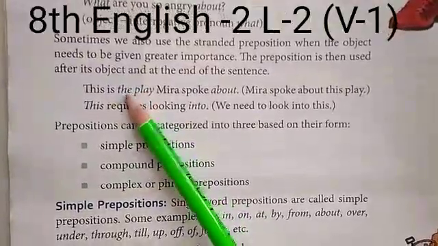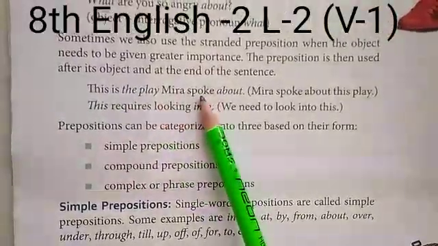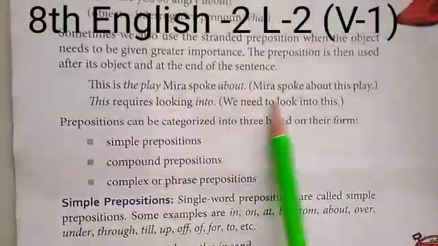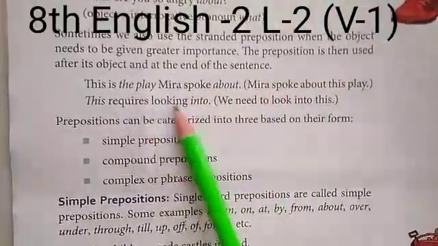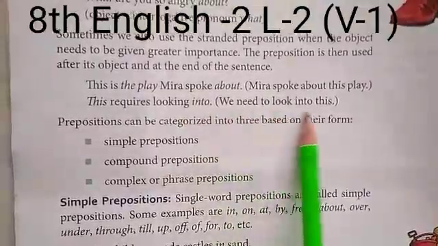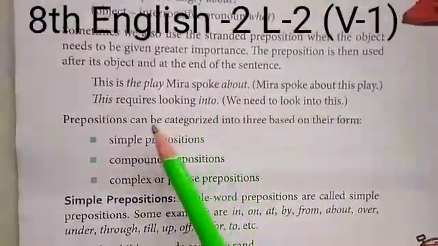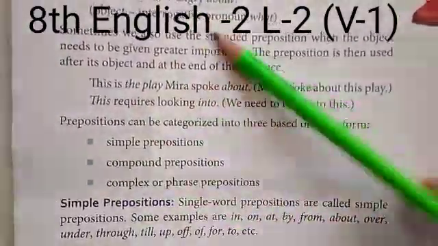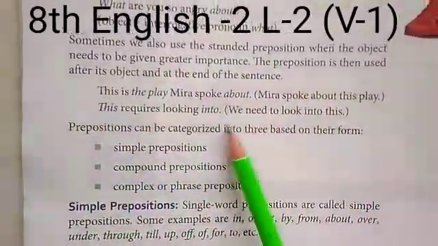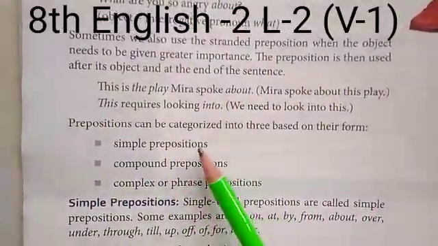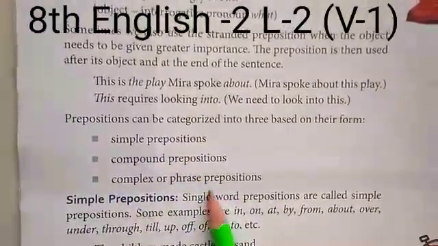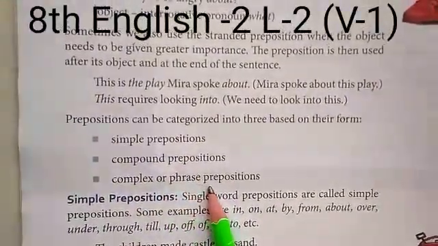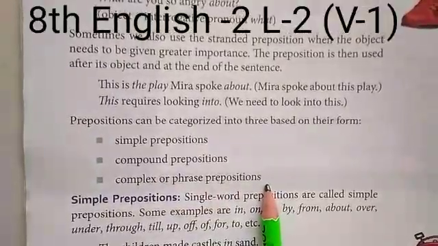Example: this is the play Mira spoke about. So Mira spoke about this play, right? This is, and this requires looking into. So we need to look into it. Now we are talking about how prepositions can be categorized into three types. First is simple preposition, then compound preposition, and then complex or phrase prepositions.